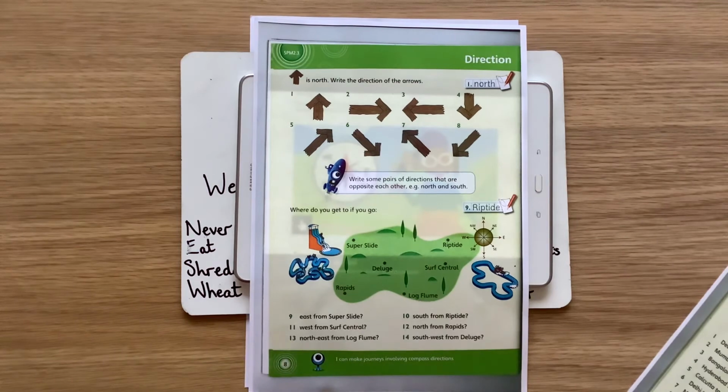Have a go at the challenge question once you've done that. Can you write some pairs of directions that are opposite each other? So we know that north and south are opposite each other. Can you find any other pairs that are opposite?